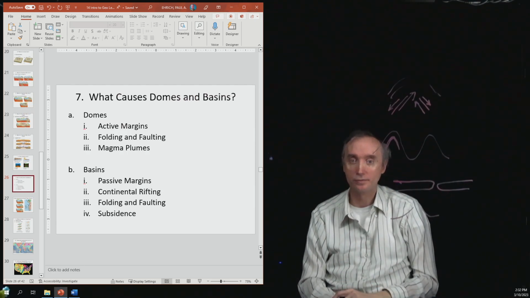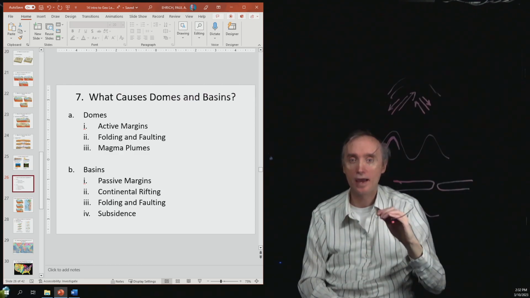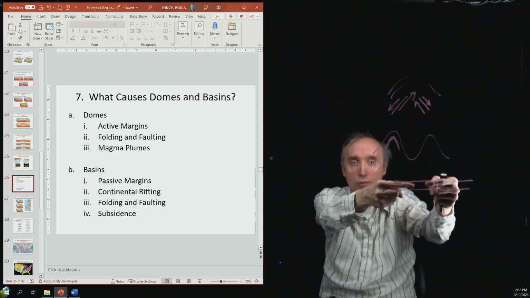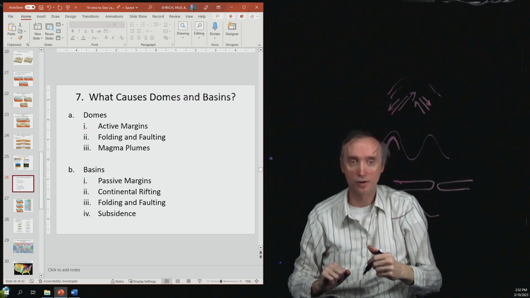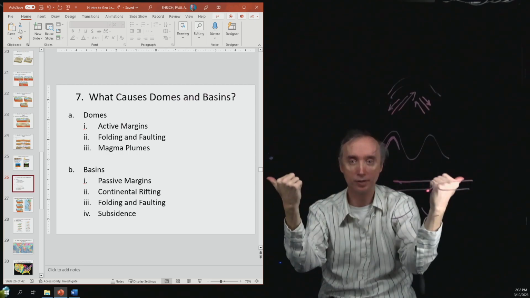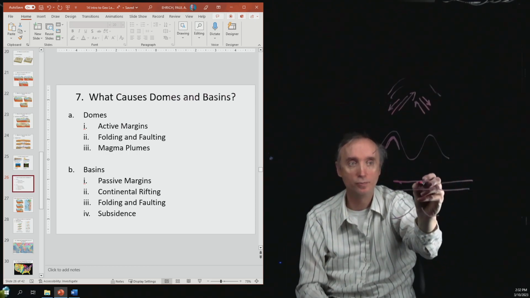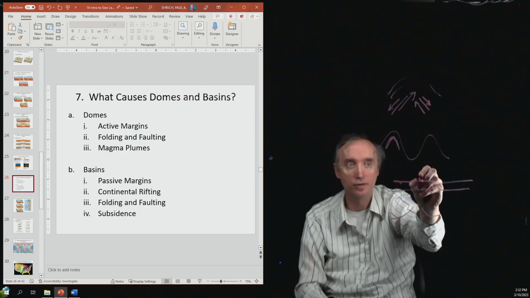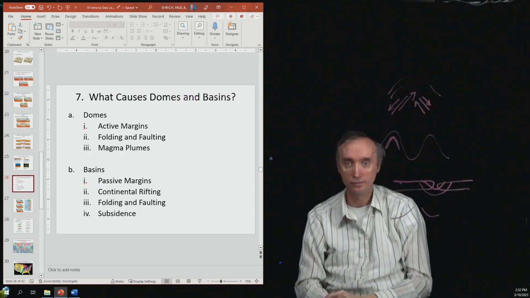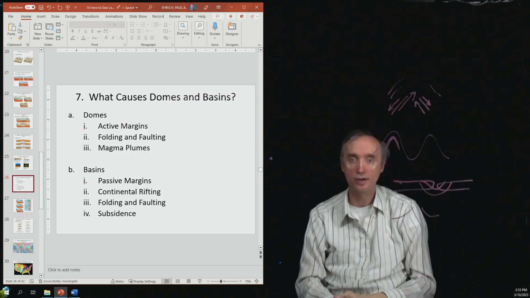What about a basin? So if an active margin is where plates are being pushed together, what do you think a passive margin is? Okay, that's where the plates are moving away from each other. So if these two plates are moving away from each other, then the ground in between is going to sag, and so that's how you could get a basin.